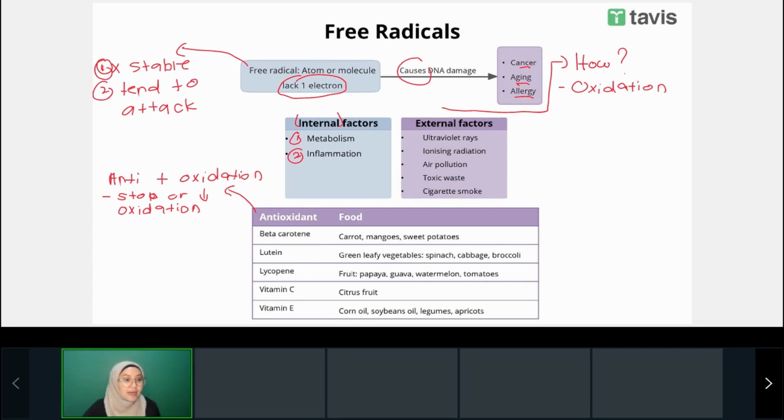Okay, so in the table here are examples of antioxidants. We have beta carotene, usually from red, yellow, and orange fruit. Lutein from green vegetables. Lycopene from papaya, guava, and watermelons. Vitamin C from any citrus fruit, such as orange and lemon. Vitamin E usually from corn oil, soybean oil, and apricots.